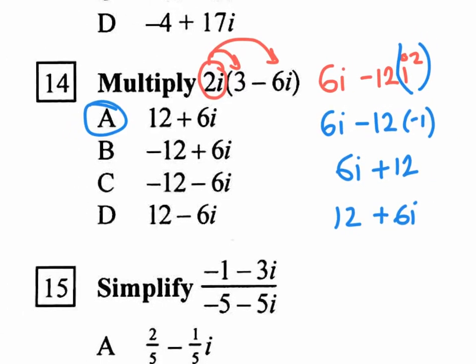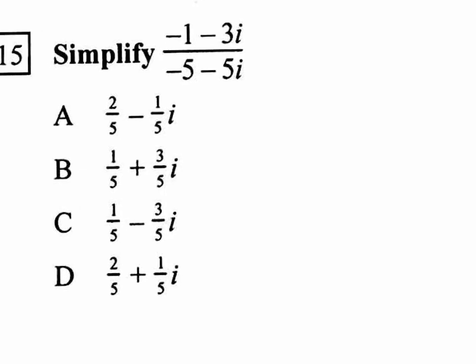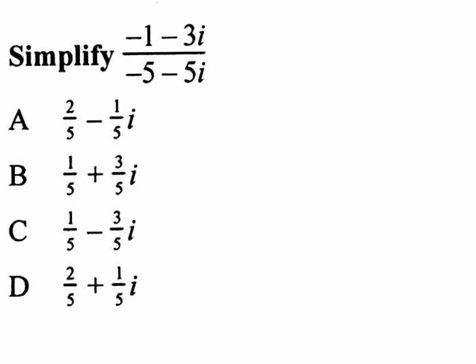Let's move on to the next one, number 15. Simplify. All we have to worry about, kind of like radicals, is not having a radical in the denominator. In this case, not having an imaginary number or a complex number in the denominator. So if you want to get rid of i's, when you have a binomial with a complex number, you're going to have to multiply by its complex conjugate. Now, the complex conjugate is simply the same exact binomial, but you change only the middle term sign. Only the middle term sign.